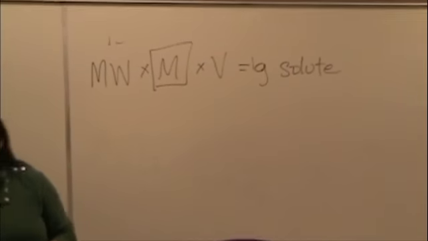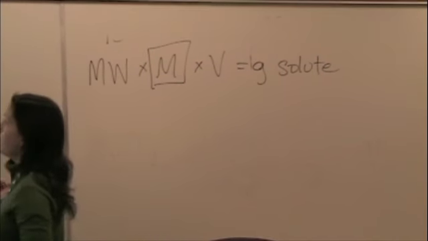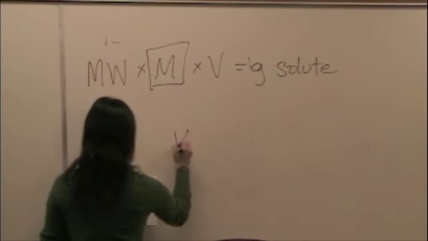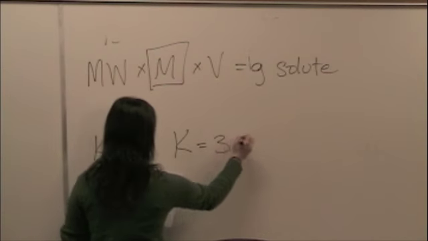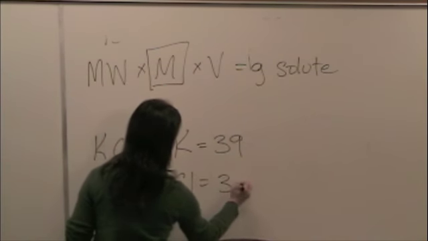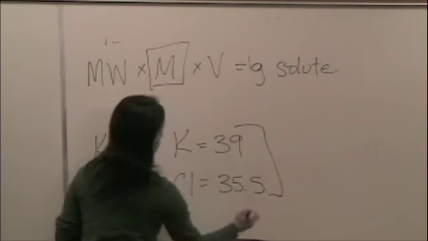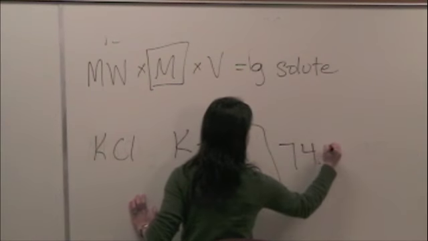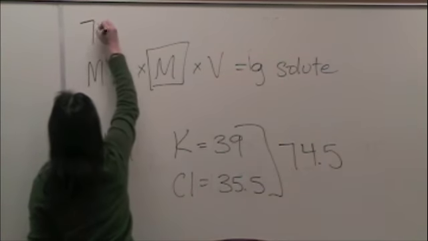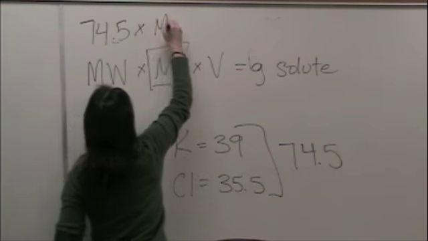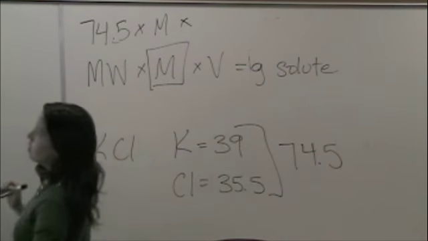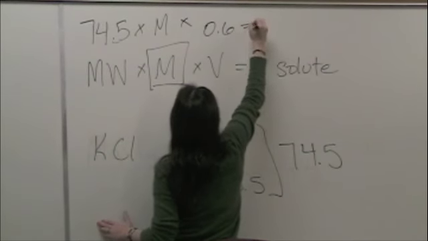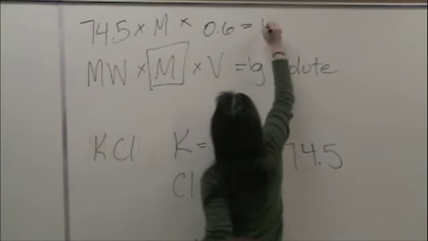Again, we'll use our periodic table, figure out what the molecular weight of potassium chloride is. Potassium is 39, chloride, we remember from before, 35.5. So if we add those together, we get 74.5. Okay, so we can put that in. Times the molarity, times the volume, 600 milliliters. Again, we need to convert that to liters, so it'll be 0.6. And the grams of solute we're given is 140 grams.